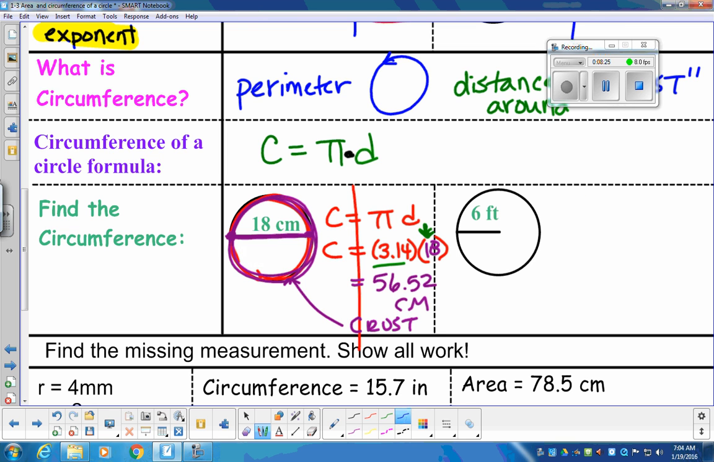All right, moving on to the circle over here. When I need a circumference, I'll just use pi d. So again, the circumference is the crust. Go ahead and write down the formula. Circumference equals pi times diameter.